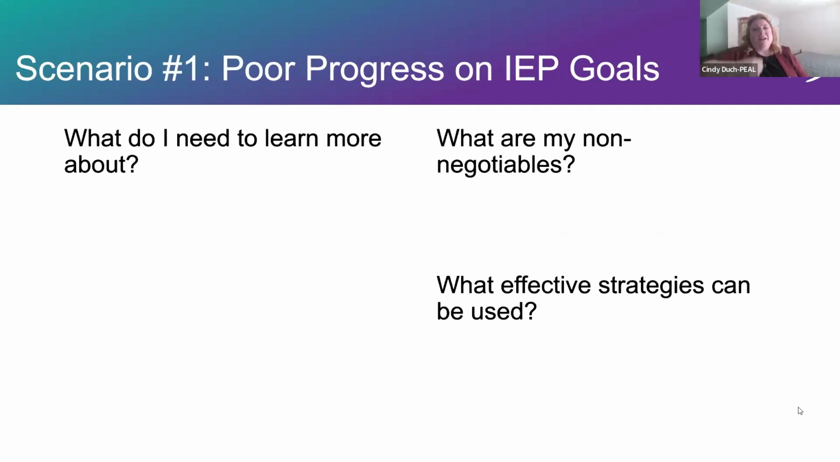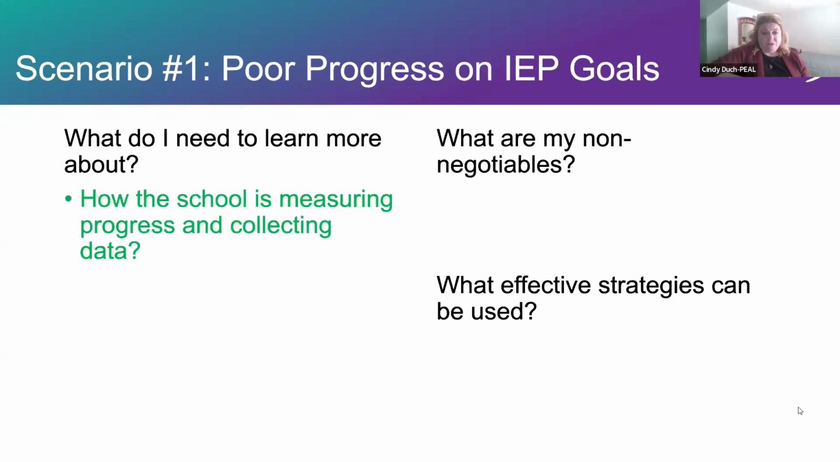So in our first scenario, we're talking about you're not seeing progress on IEP goals. What do you need to learn more about? And again, Peel Center's here for you. Patton has a lot of good information on there. Even if you go to Google sometimes and look for progress monitoring, progress reports, what do you need to know? What are my non-negotiables? Regression is a non-negotiable. What effective strategies can be used? And again, these are questions that you can bring up to the IEP team.